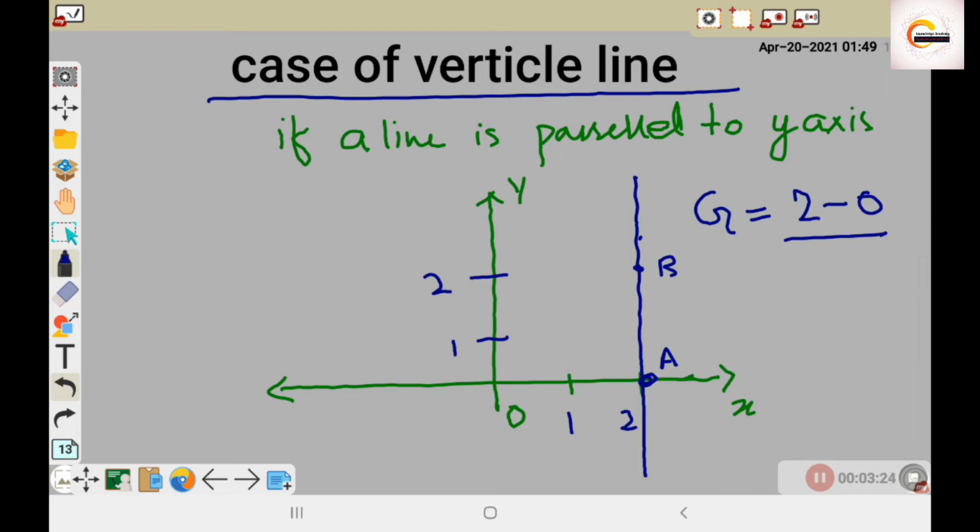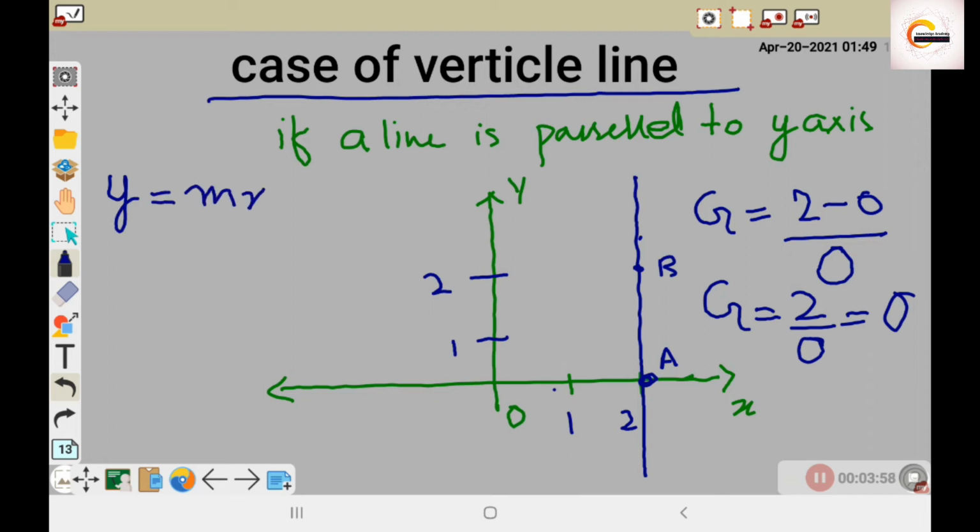Now let's calculate rise. The rise of this straight line is 2 minus 0, and run, no, we cannot calculate run because it's not a right angle triangle, it's just a straight line. We cannot make a right angle triangle out of this straight line. So its run is going to be 0. Now the gradient becomes 2 upon 0, which is undefined, or we can say infinity.